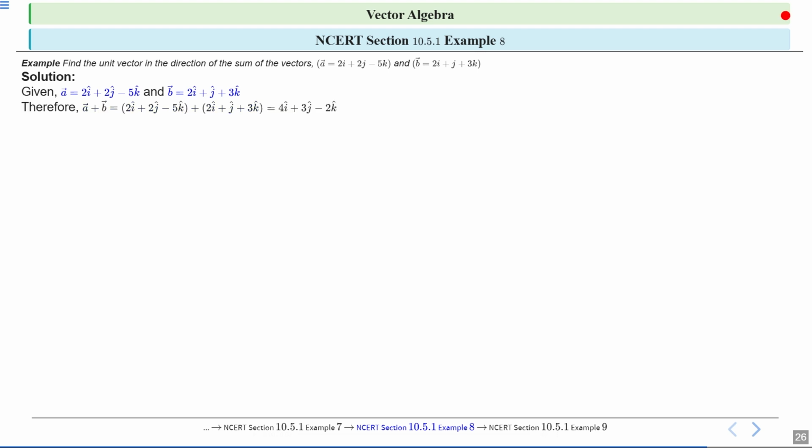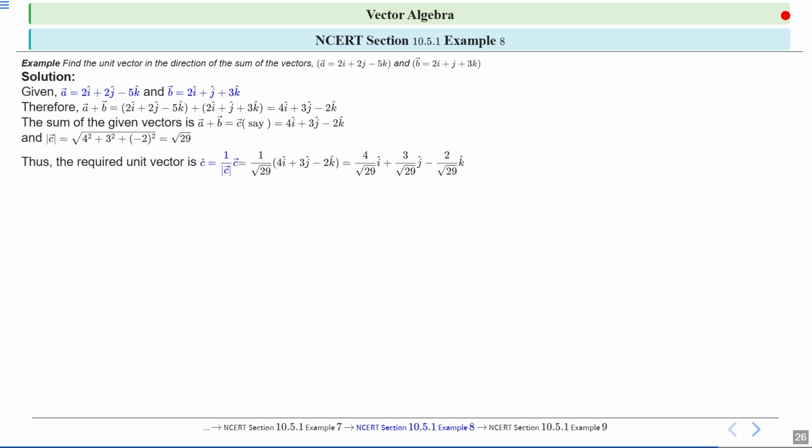Therefore, a vector plus b vector will be equal to 2 i cap plus 2 j cap minus 5 k cap plus 2 i cap plus j cap plus 3 k cap. After summing these up, we get 4 i cap plus 3 j cap minus 2 k cap. So the sum of the given vectors, a vector plus b vector equal to c vector, is 4 i cap plus 3 j cap minus 2 k cap. The magnitude of c vector is root over 4 square plus 3 square plus minus 2 square, which is equal to root 29.